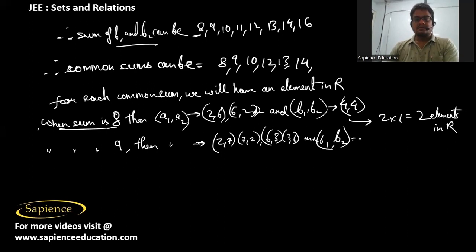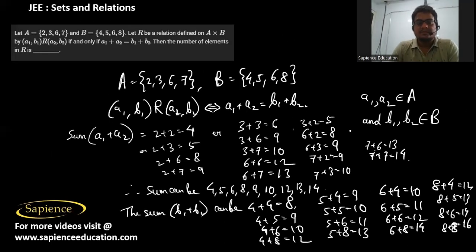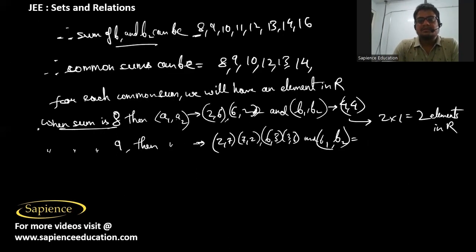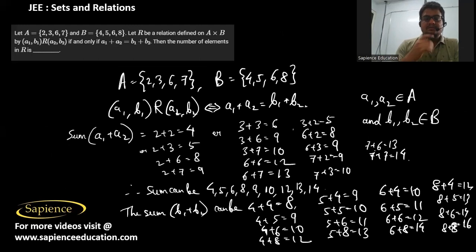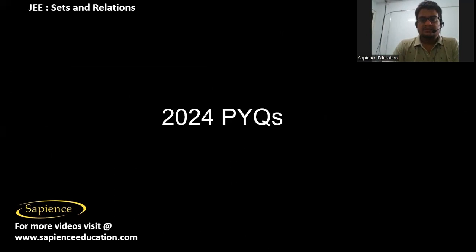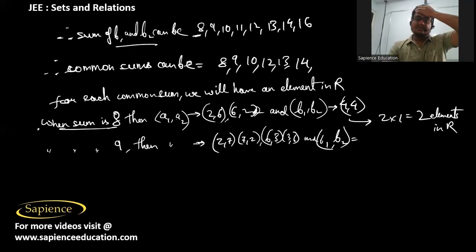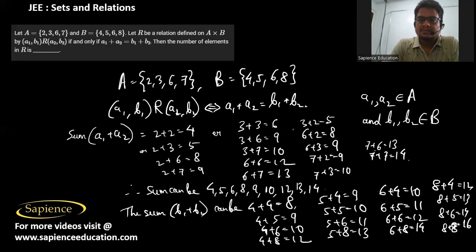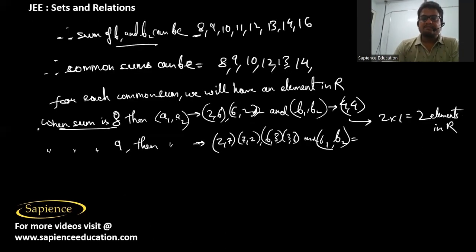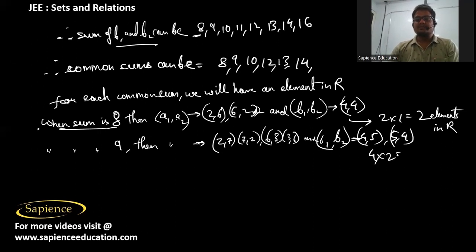And b1 comma b2 that can be 9, which is 4 comma 5 and 5 comma 4. So here we have 4 ordered pairs and we have 2 ordered pairs here. So it will be 4 into 2, that is 8 elements in the relation R.